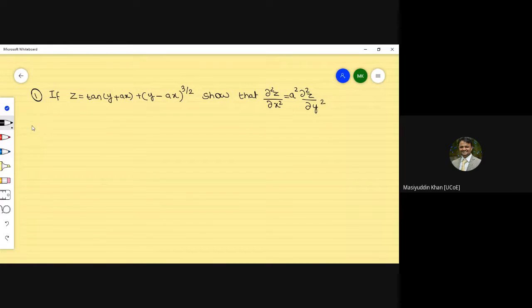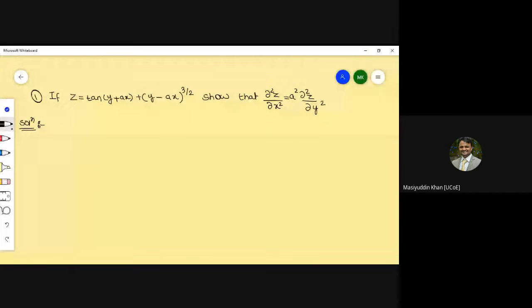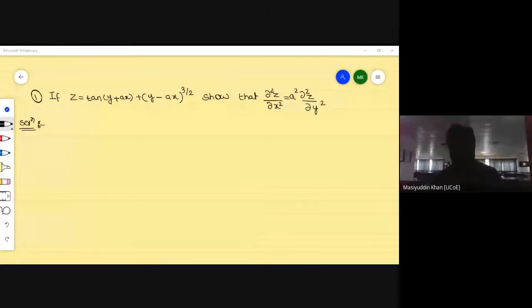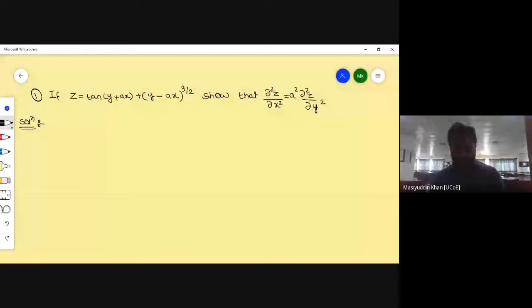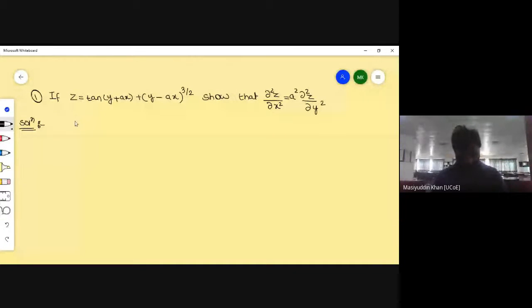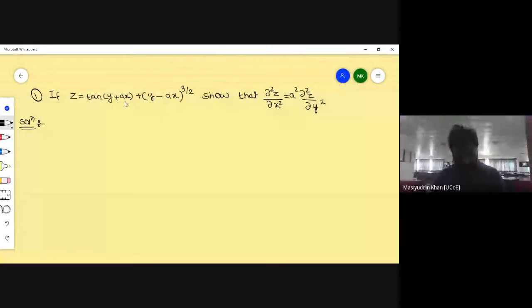Now the solution. I'm going to turn on the camera, and if the voice breaking happens, please let me know. So the solution: we have to differentiate this function with respect to x first. So dou z by dou x. This is a simple derivative.